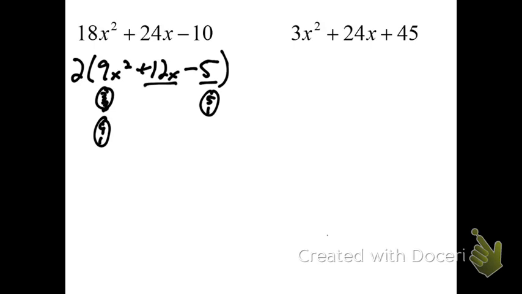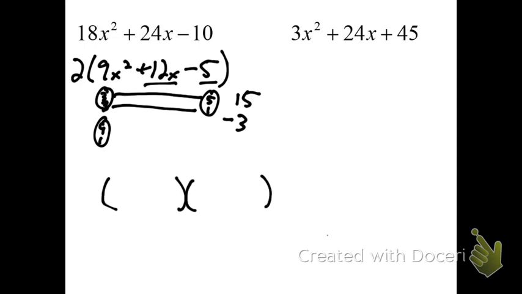Okay. So what I'm going to do... Okay. 3 and 5 is 15. 3 and 1 is 3. And if I make that negative, that'll get me the positive 12x. Okay. So I'm going to go ahead and do this, and I'm going to get it wrong so I can show you how to get it right.